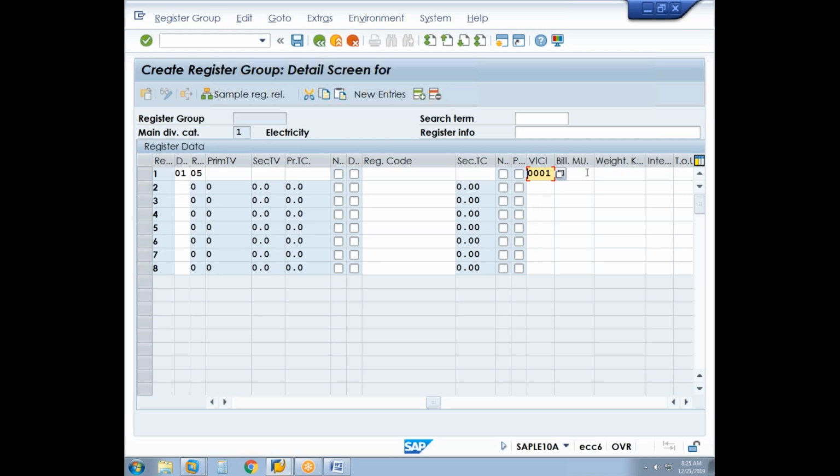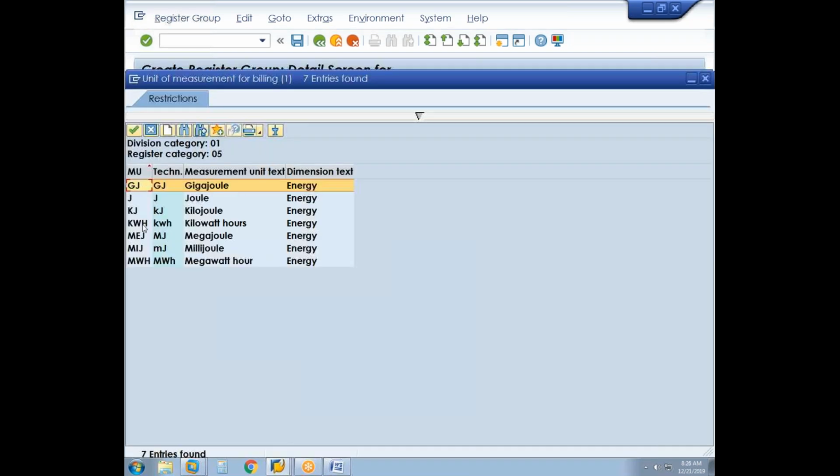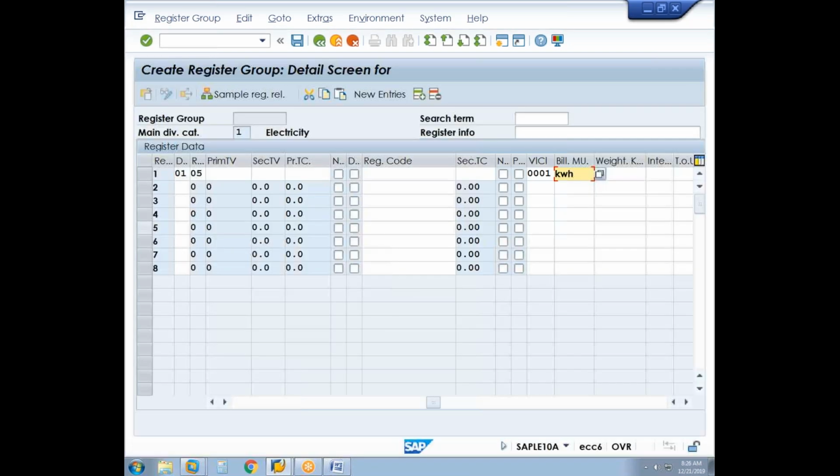Then, what is the unit for billing? Okay, it is also kilowatt hour. In earlier days, the meter used to show the meter reading result in watt hour, but the consumption billing was done in kilowatt hour. But now the meter reading itself is shown in kilowatt hour, and our billing unit is also kilowatt hour. So for electricity, the MRU is kWh, and the billing unit is also kWh.